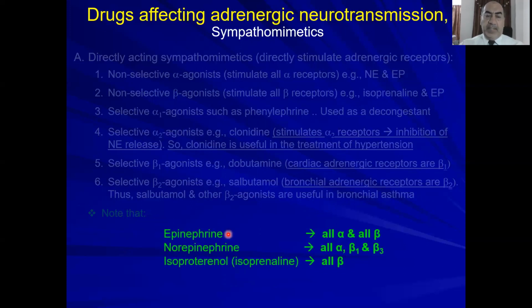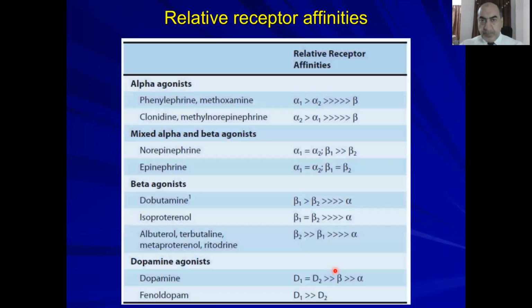So finally, a little recap regarding norepinephrine, epinephrine, and isoproterenol. Epinephrine activates everything, all alpha, all beta. Norepinephrine activates all alpha, beta 1, and beta 3, with very minor effect on beta 2. Isoproterenol activates all beta receptors, beta 1, 2, and 3. More details on these receptor affinities.